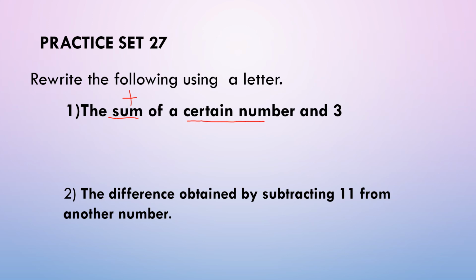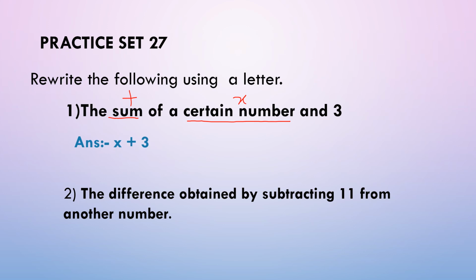A number is not given. You have to take any alphabet. So I am taking here X and 3. So how is the expression formed here? The sum of a certain number and 3. So X plus 3. So you have to add X plus 3.